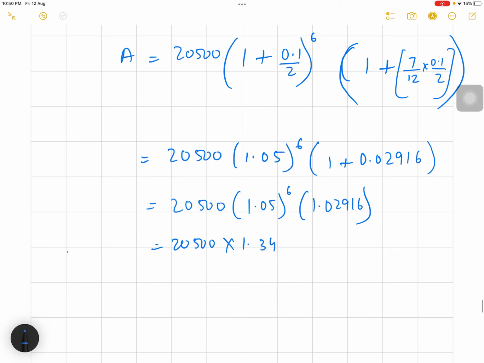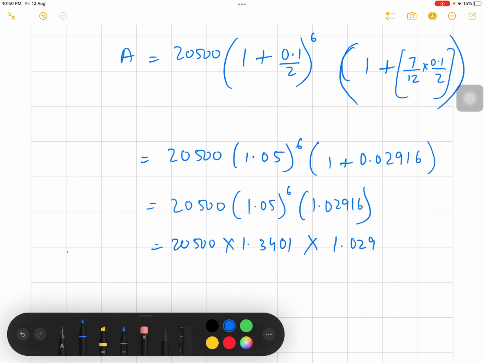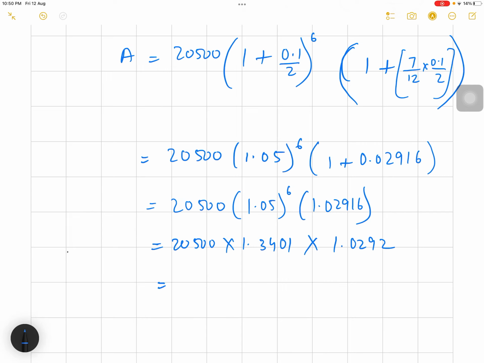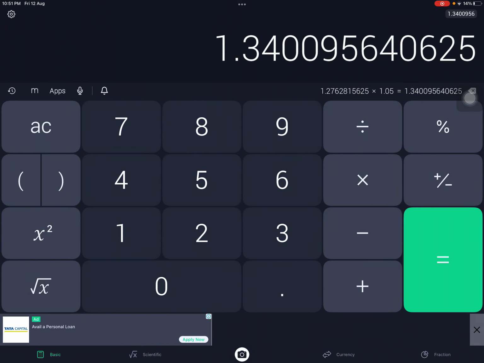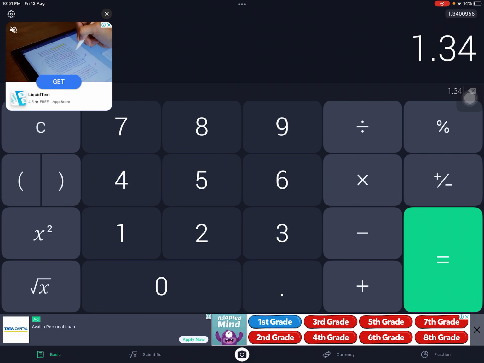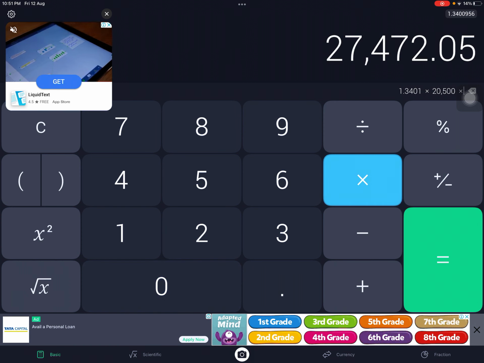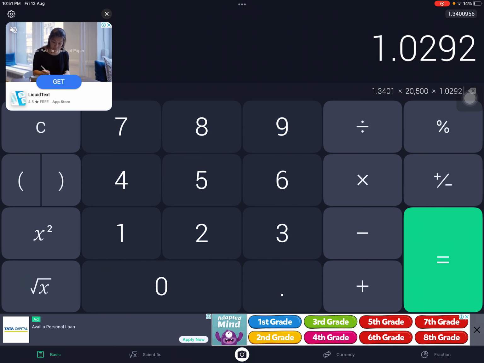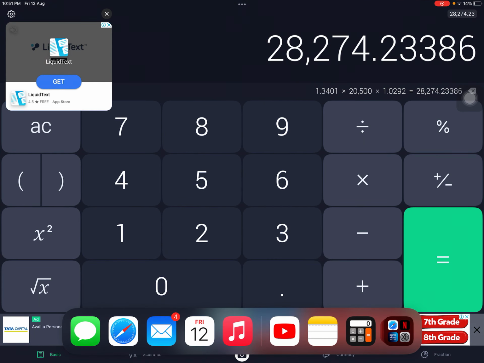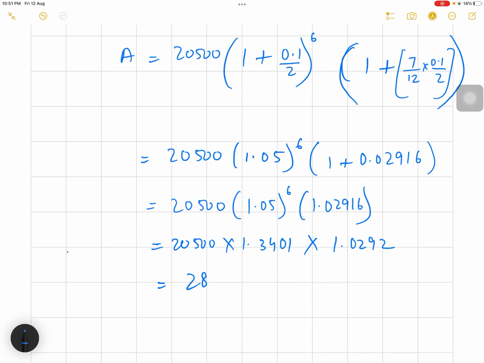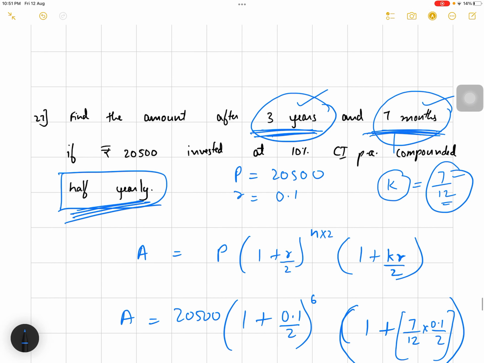20,500 into 1.3401, into 1.0291. Instead of 6, because the fifth digit is more than 5, I'll write 2. Let's calculate this. 1.3401 multiplied by 20,500 multiplied by 1.02292. It comes to 28,274.23. So this will be the amount.